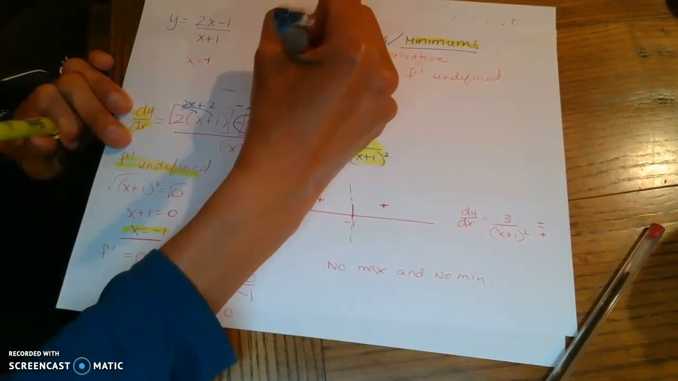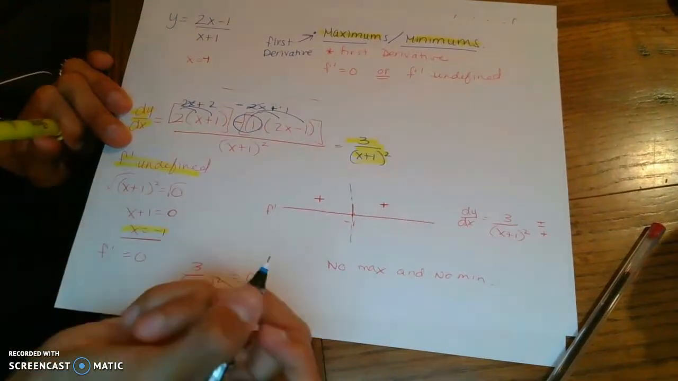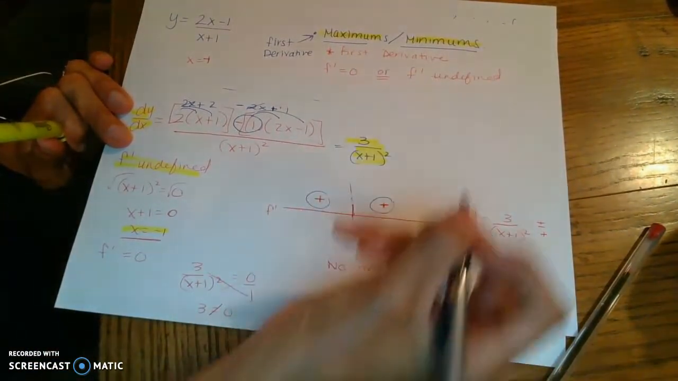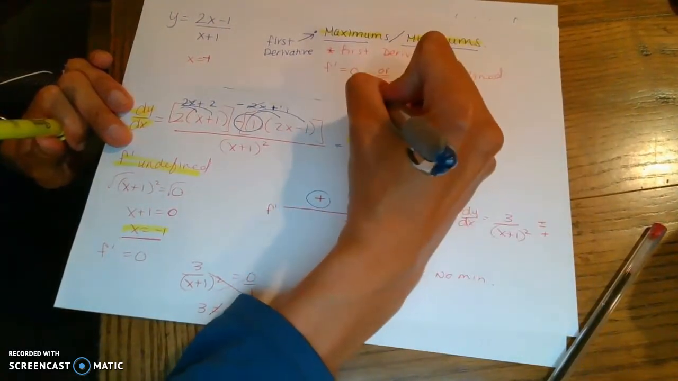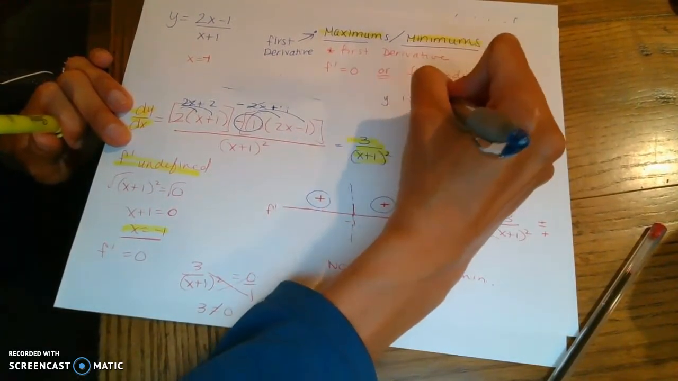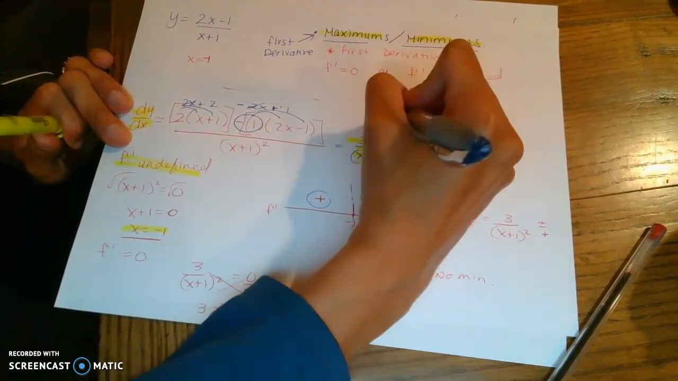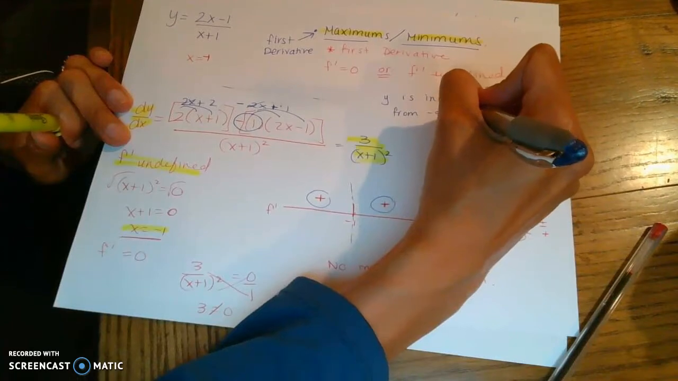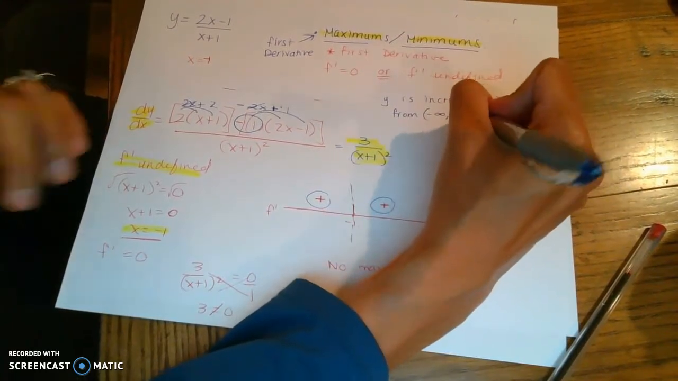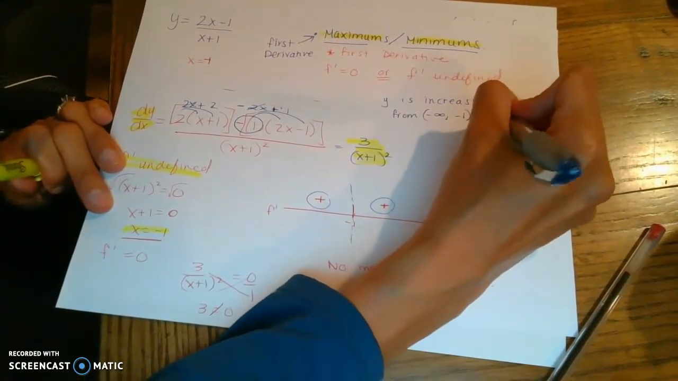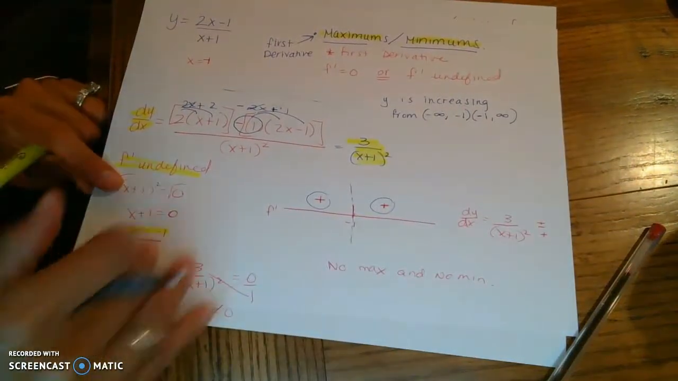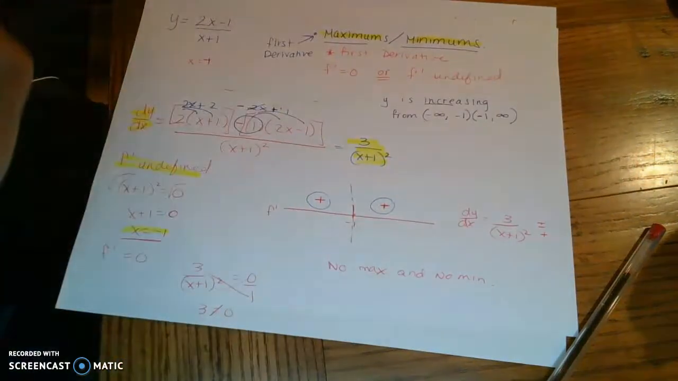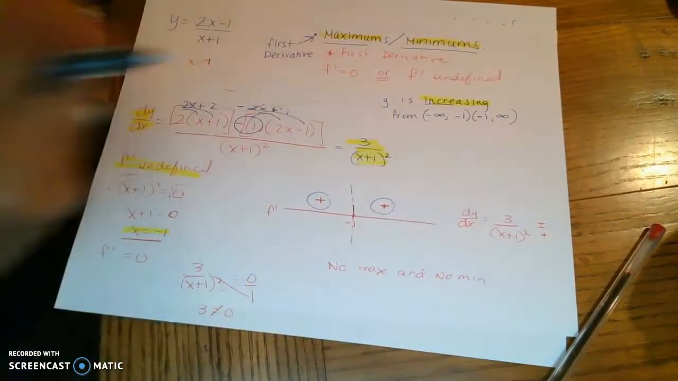Because I know I need the first derivative for max and mins, right? I also get intervals of increase and decrease. So since I see this as plus and plus, I know this function, y, is increasing from -infinity to -1. And in this case, it's an asymptote, so I cannot include it, -1 to positive infinity. Okay, so just remember first derivative, yes, that's how I get my max and mins, but it also tells me if I have any intervals of increase or decrease.